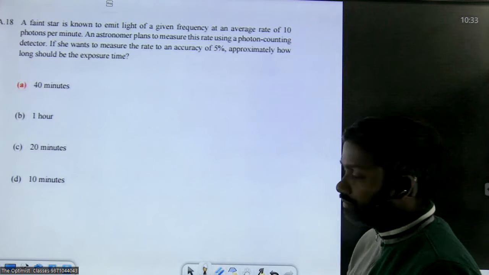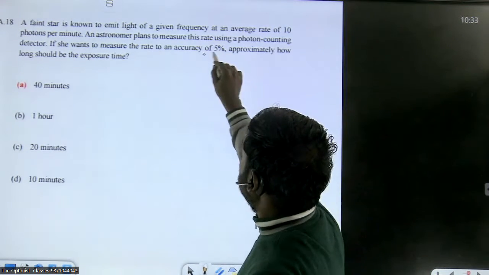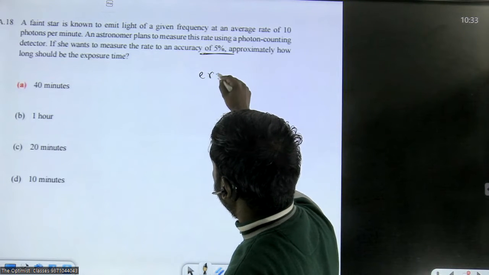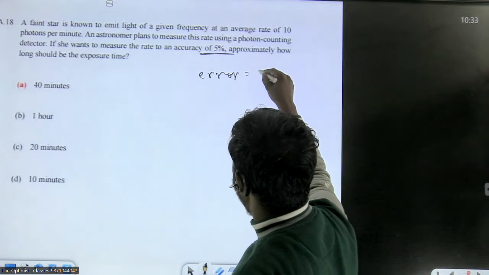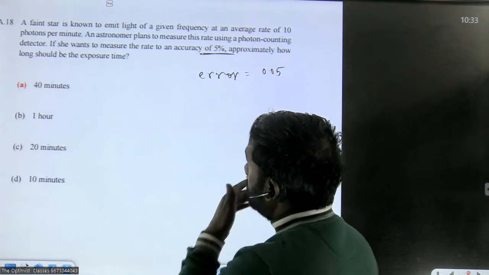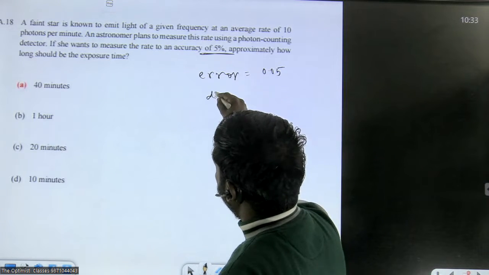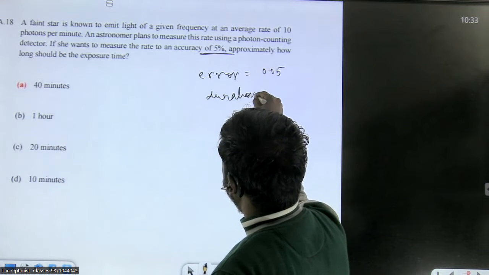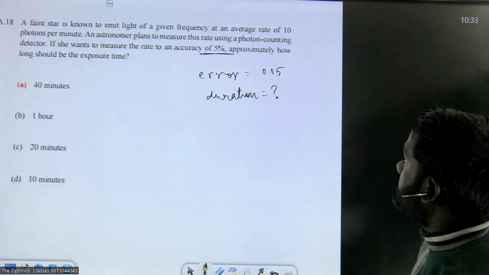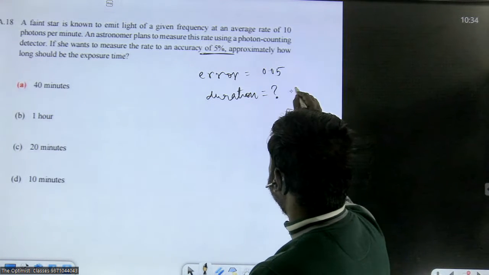So actually, here the question says accuracy, that means the error is given. We can say error is equal to 5%, that means 0.05. That is the error. And suppose the duration we have to find is for how long the measurement should be done. Duration is equal to what? So suppose I say that the duration is t minutes.